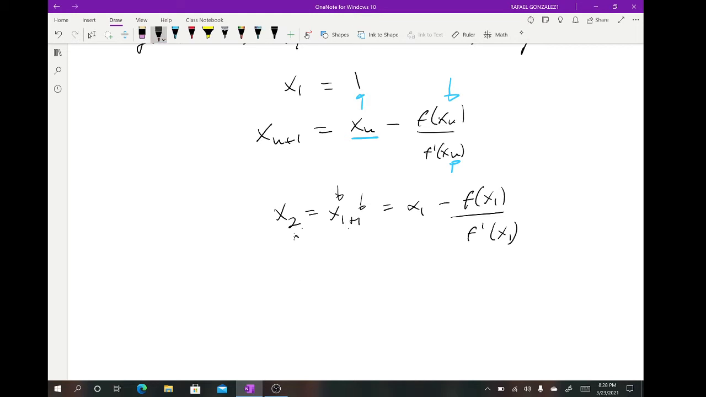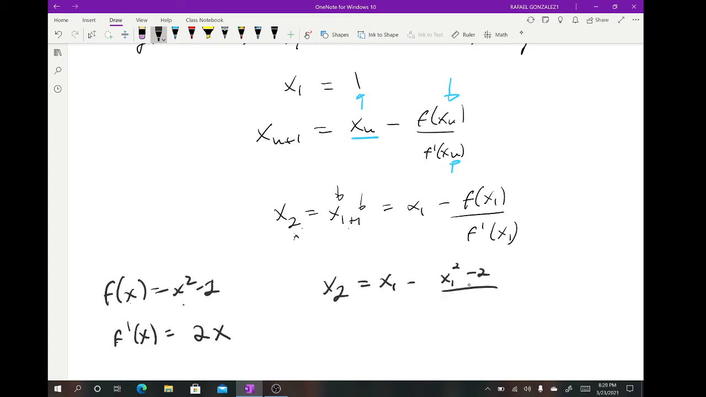Before we go there, though, let's find the derivative of f. So f of x is equal to x squared minus 2. That means that f prime of x is equal to simply 2x. So now we're ready to find x2. x2 is equal to x1 minus f of x1. Now, if you take f of x and plug in x1, what do you get? Well, you get x1 squared minus 2, divided by the derivative of f evaluated at x1, and that's going to be 2 times x1.